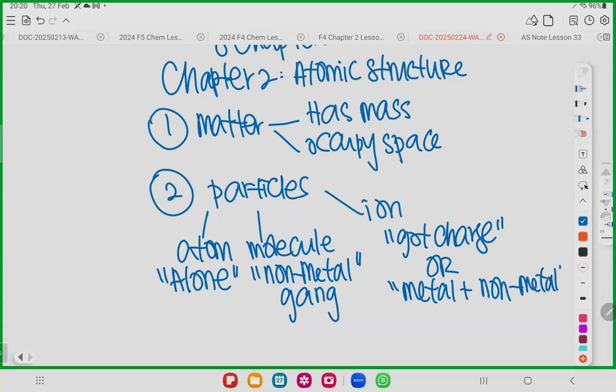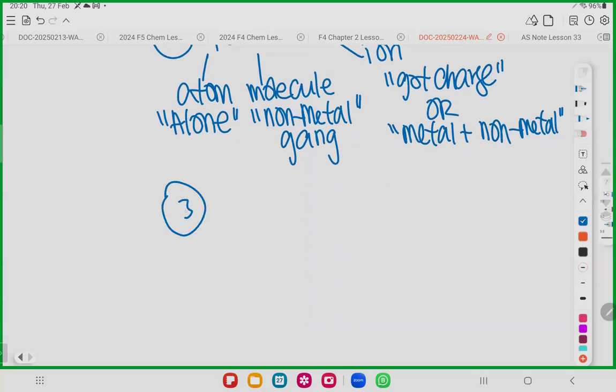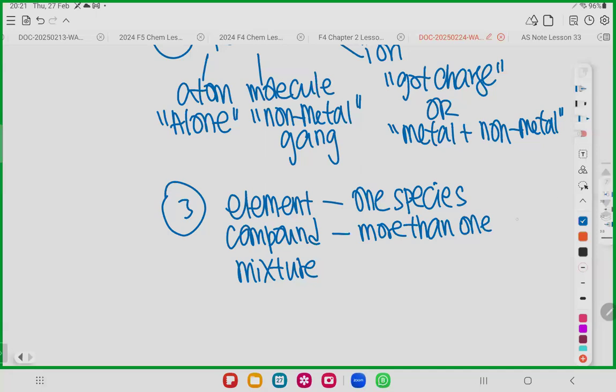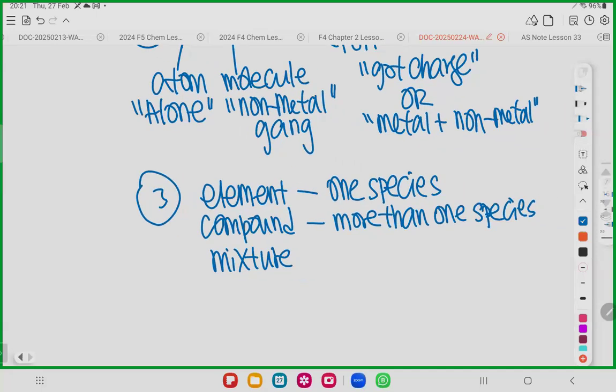After that, we also learned the concept of element, compound, as well as mixture. What is an element? An element is anything made from one species. When a substance has only one species, you know it is an element. A compound has more than one species joined together. A mixture means they just mix together and can be separated easily. They didn't combine to form something new, and they can be separated very easily.